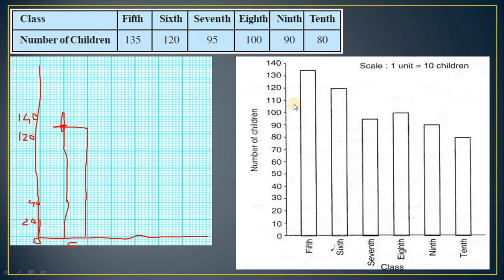So here the fifth one is up to 135, then the sixth value will be exactly 120. The seventh is 95, in between 90 and 100. The eighth value is exactly 100 like that, and the ninth value is 90, and the tenth value will be 80. So here we have drawn it, and this bottom side is the class, and this side is the number of children, where the scale is 1 unit or 1 centimeter equal to 10 children.